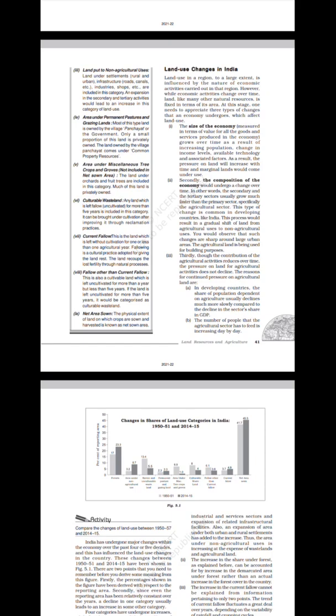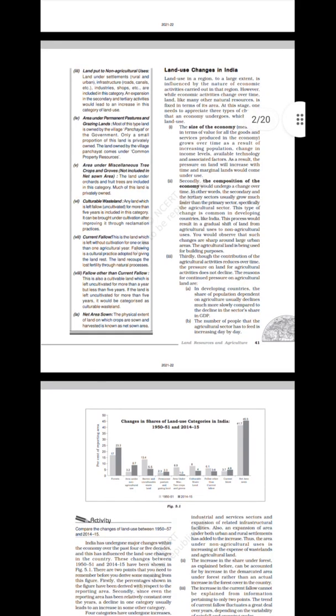Fallow other than current fallow. This is also cultivable land which is left uncultivated for more than a year but less than 5 years. If the land is left uncultivated for more than 5 years, it would be categorized as cultivable wasteland. Net area sown. The physical extent of land on which crops are sown and harvested is known as net sown area. Land use changes in India.